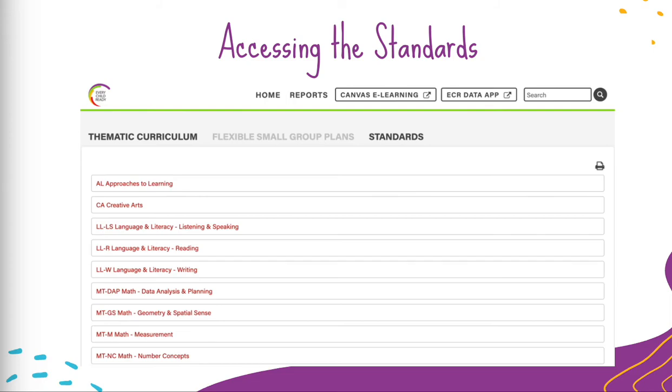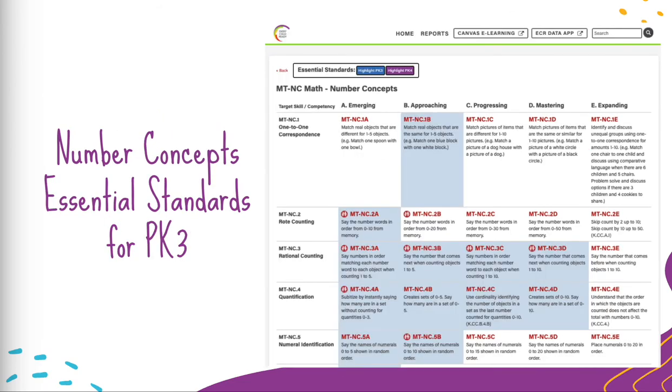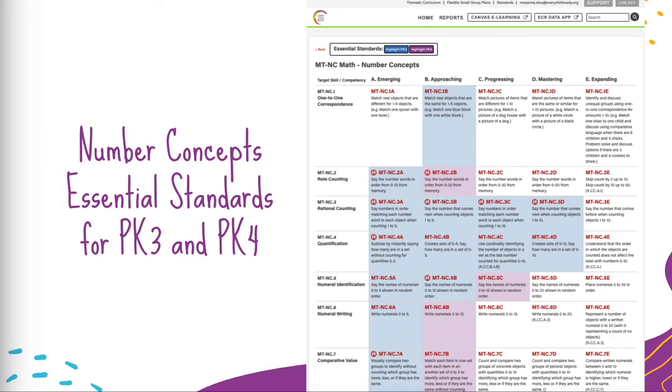And if you click on one of them, let's say we click on Number Concepts, it will open up the list of target skills. You can select the blue if you want to see what the pre-K 3 standards are, or the purple if you want to highlight and see what the pre-K 4 standards are, or both. So now that we know where all of the standards live and we can see the target skills and the competencies, we are going to complete a short exercise or quiz to test our understanding.